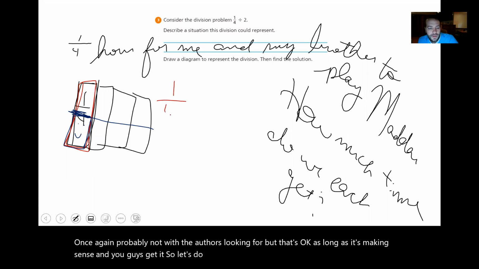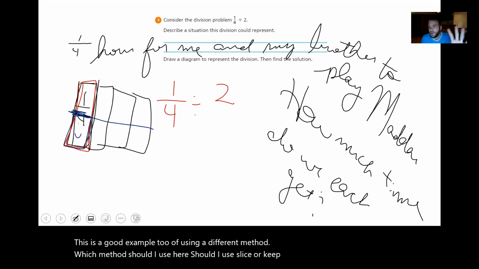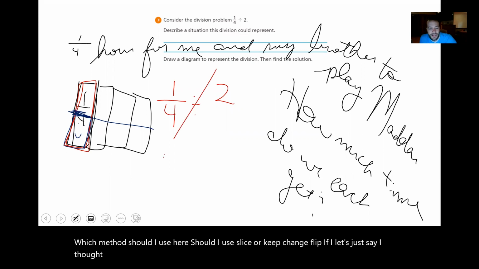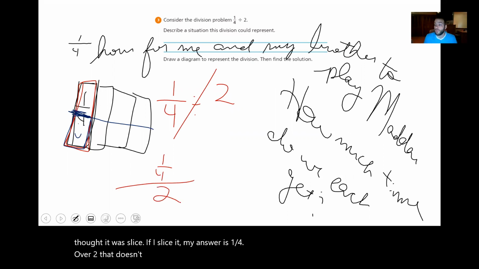Now, this is a good example too of using a different method. Which method should I use here? Should I use slice or keep, change, flip? Well, let's just say I thought it was slice. If I slice it, my answer is 1/4 over 2. That doesn't make any sense at all. So slicing is the wrong method there. So it's got to be keep, change, flip.